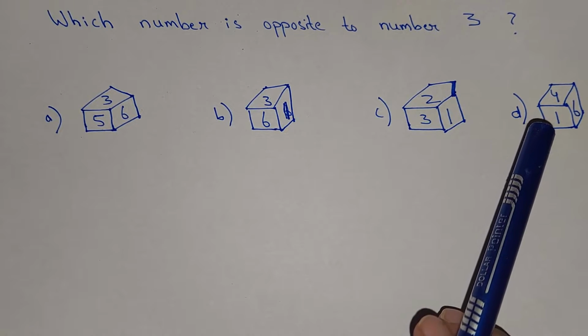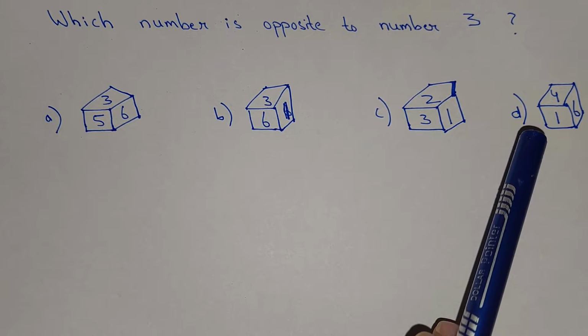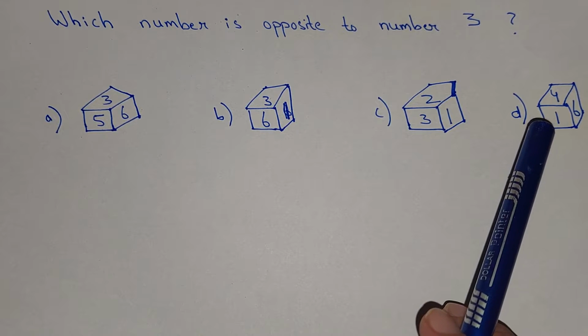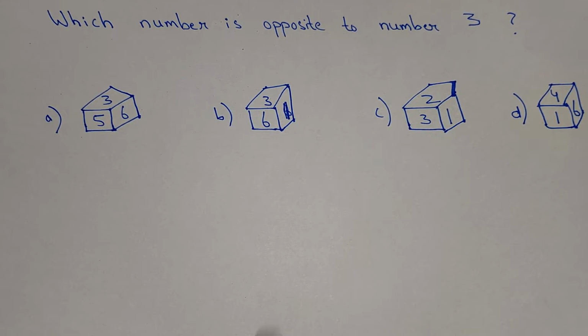So the number 4 is left. So we can say that the number 4 is opposite to number 3. So D is the correct option.